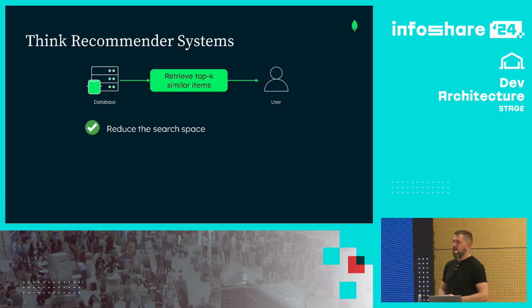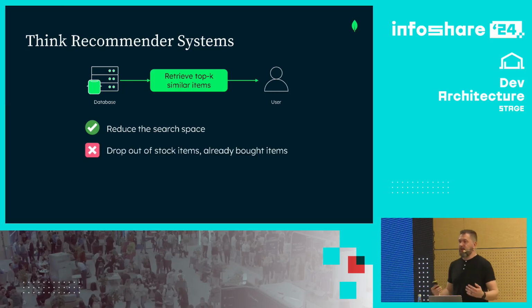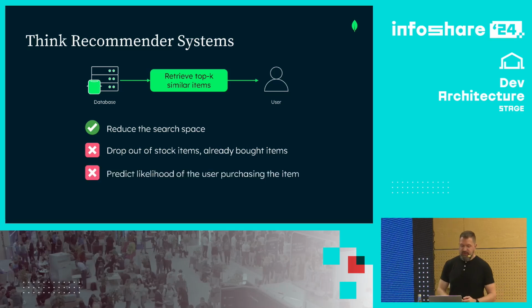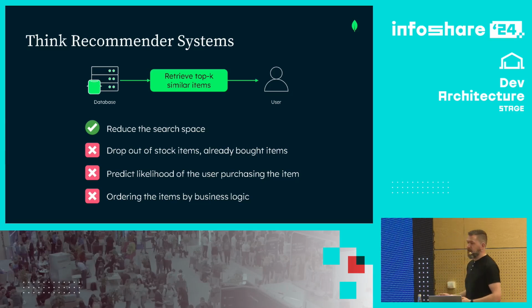Let's say that this system is going to produce product recommendations to our users. So yes, it could reduce the search space. But how about dropping out-of-stock items or items that the user has already purchased? It wouldn't be able to do that. And then how about predicting how likely the user is to purchase the items that we're recommending? It wouldn't be able to do that. Or how about ordering the items in a logical way, such as maybe ordering them by price point or genre or whatever the case might be? It couldn't do any of these things without additional help.